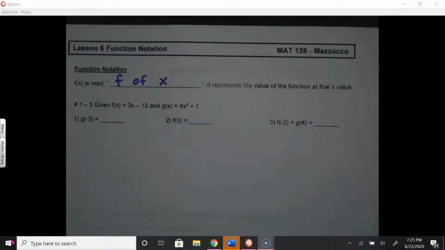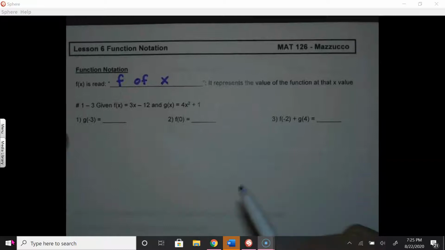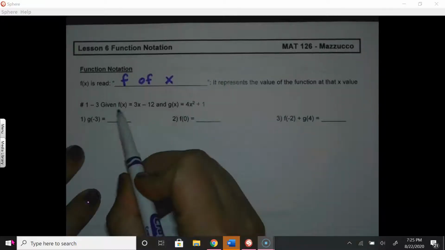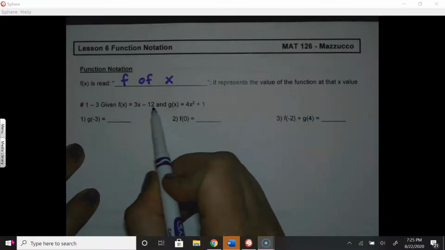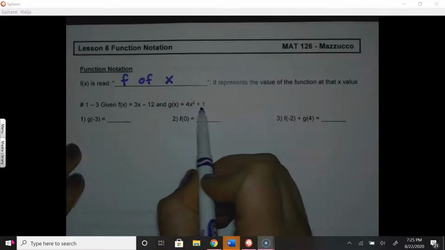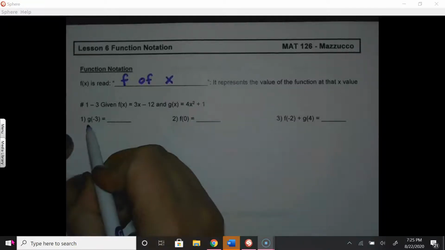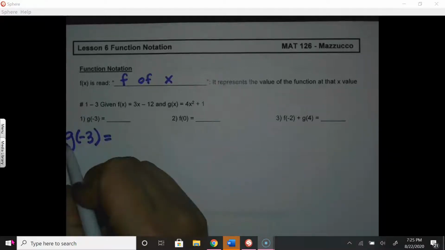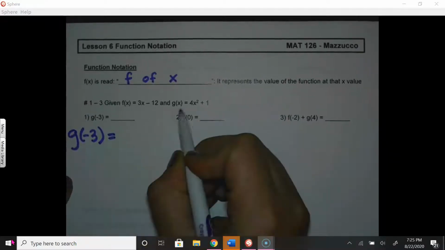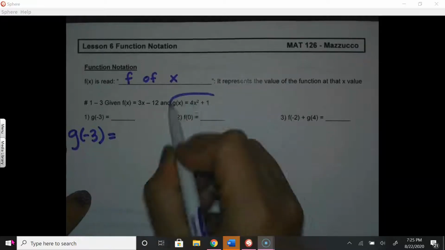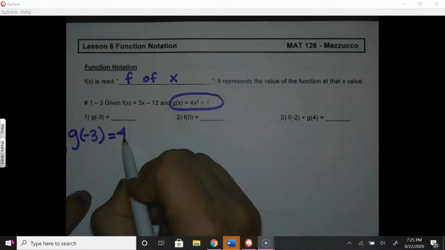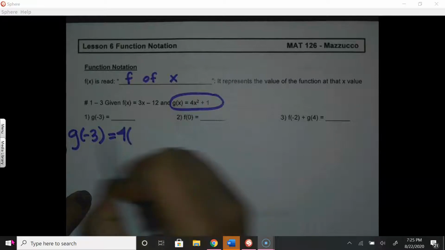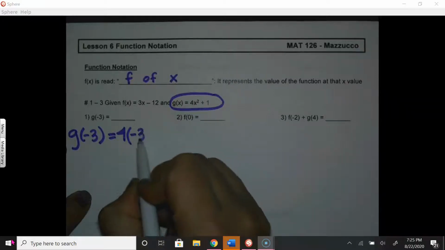All right, so let's go ahead and give this a try here in your notes. So it says, given f of x equals 3x minus 12 and g of x equals 4x squared plus 1, problem 1 says to find g of negative 3. So again, the g is telling us who we're talking to. We're talking to this one here. And then we're going to take the x out and plug in negative 3.